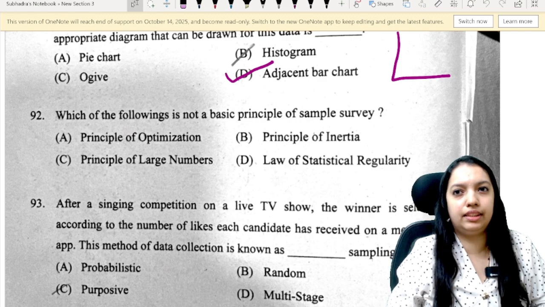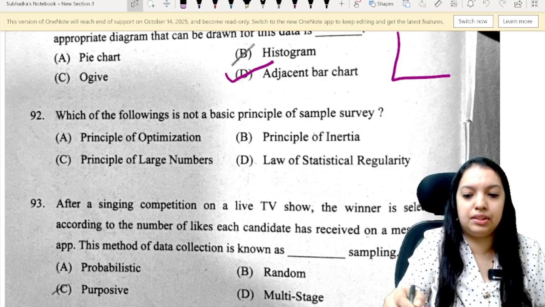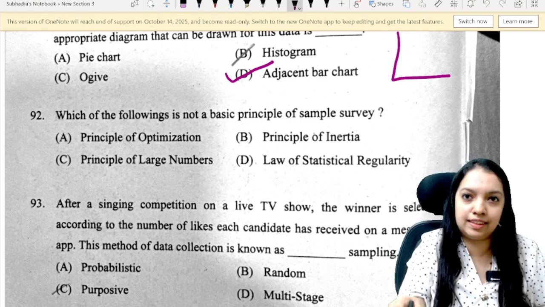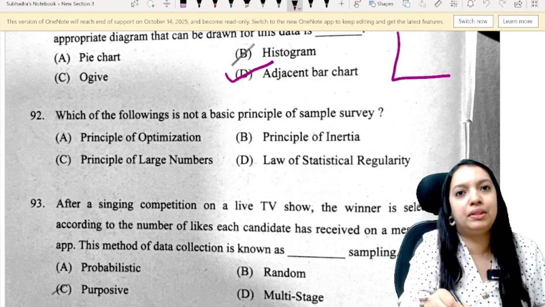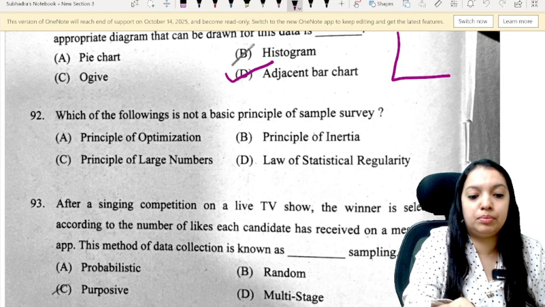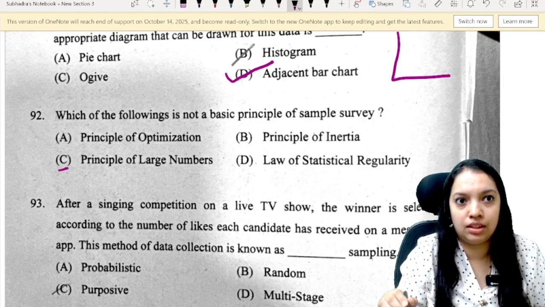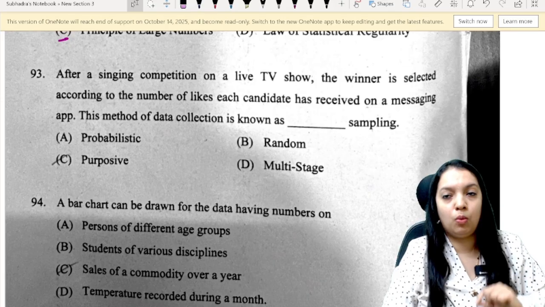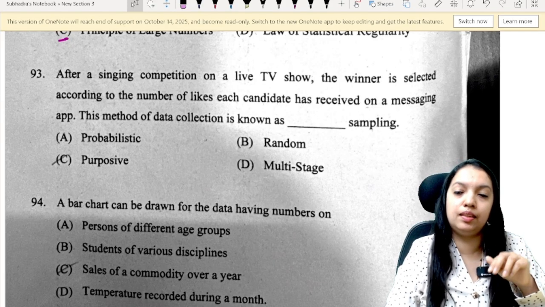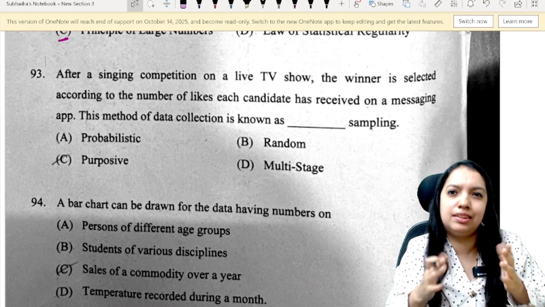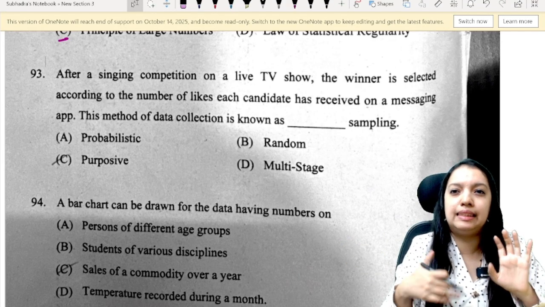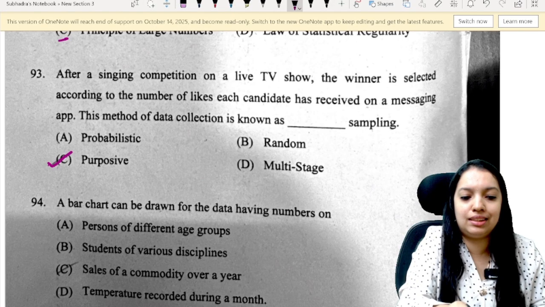Next, this is theory done in the class. Principle of inertia, law of statistical regularity, principle of optimization are the various principles under sample survey. Principle of large numbers is not. Next, the winner is selected in a singing competition based on number of likes. Each person has their own judgment. This is judgmental sampling, also known as purposive sampling.